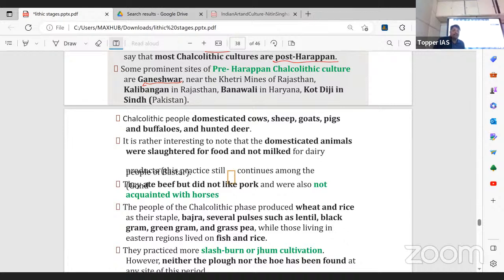And they were not acquainted with horses. They did not know much about horse riding or horse use. Then agriculture. What did they produce? Wheat and rice as their staple food, bajra, and pulses like lentil, black gram, and green gram. And those people living in the eastern regions, even today in Bengal and Bihar, most of them rely on fish and rice.